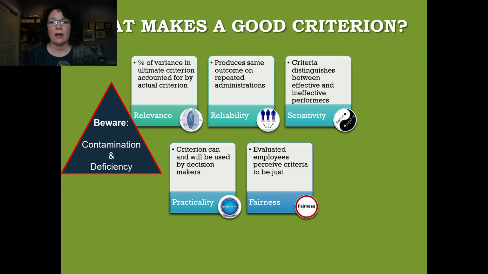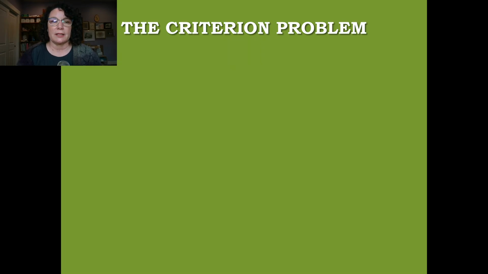And then it also needs to be fair. Evaluated employees need to perceive the criteria as being just. They need to be able to look at whatever the measurement is and say, that is an accurate representation of what I believe to be my performance on the job. So it needs to be fair, it needs to be just, it needs to be applied to everybody equally so that everybody feels like it's an okay measure. A lot of times when organizations come up with their own measures, one of the biggest criticisms is that the employees don't feel like it's fair. And so that's where IO psychologists can be useful, because they can develop more objective measures.